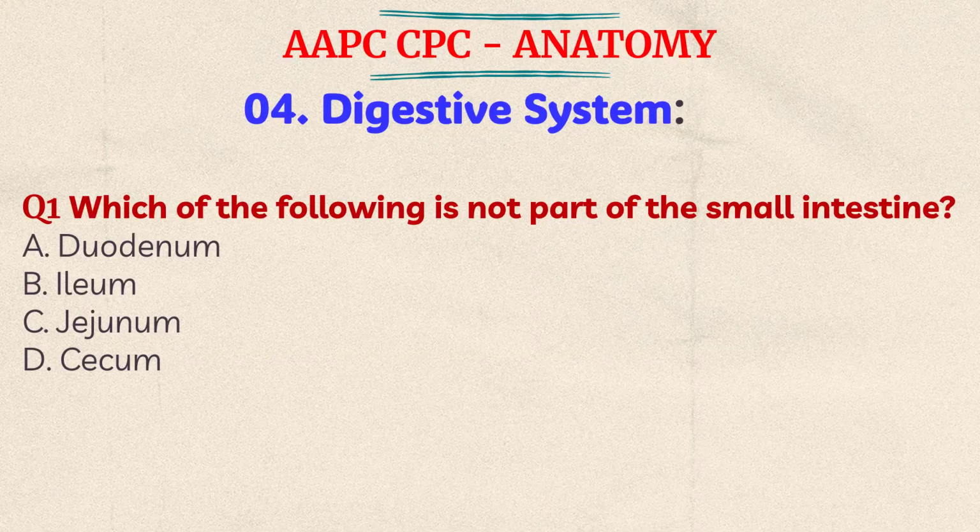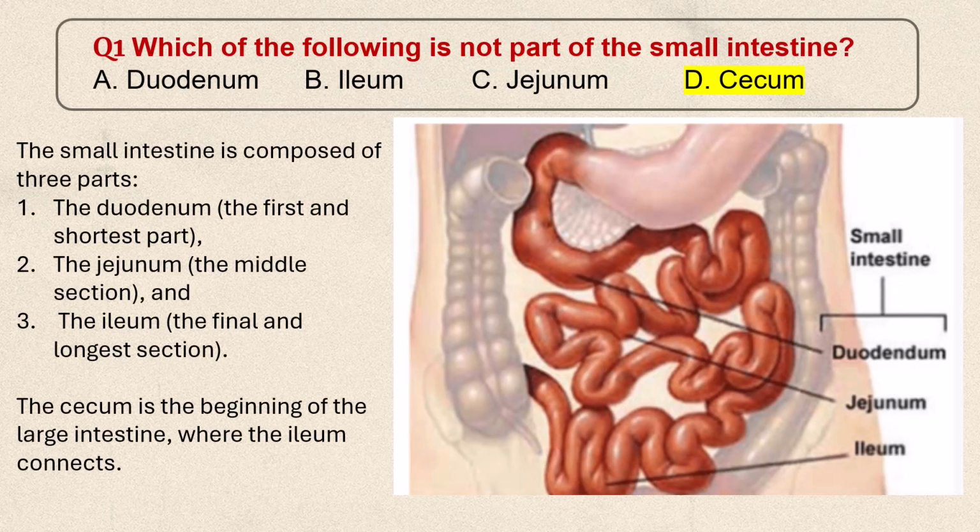Digestive system, question number 1. Which of the following is not a part of small intestine? A. Duodenum, B. Ileum, C. Jejunum, D. Cecum. Think the answer. The correct answer is D.